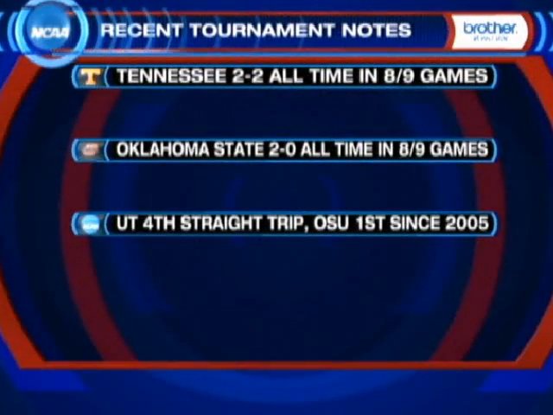Yeah, we'll talk about one of those matchups that could be a mismatch for Tennessee in just a second. Let's take a look at some tournament notes here, recent history for these two teams. When you talk about Tennessee, 2-2 all-time in the 8-9 games. So, look, 8-9's a toss-up. That's exactly what you'd expect. Meanwhile, Oklahoma State, they're 2-0 all-time in the 8-9 matchup.